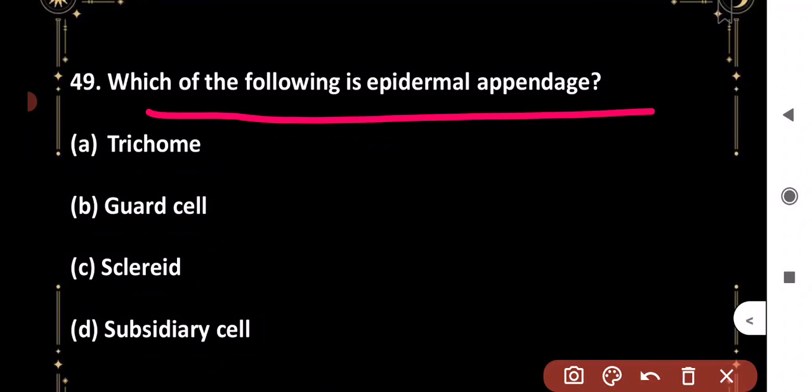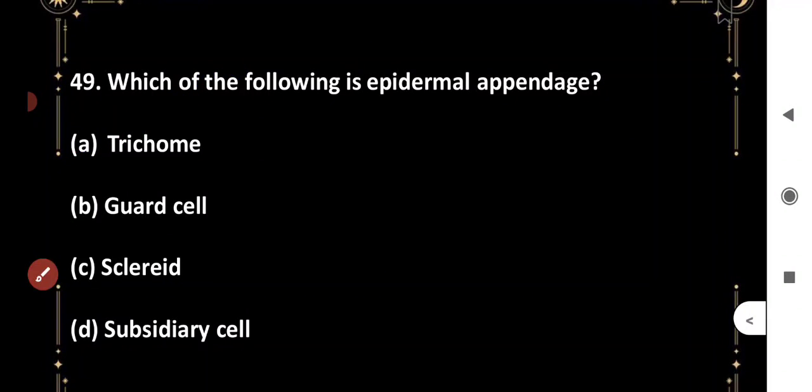Cells. Which of the following is epidermal appendage? Epidermal appendage, trichome, yes. Guard cell is not an appendage. Subsidiary cells, sclereids, no. So A is the correct answer.